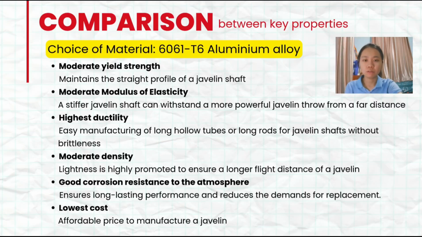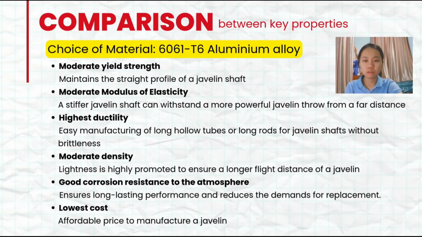As we know, modulus of elasticity also means stiffness. This allows a stiffer javelin shaft to be produced and therefore withstand a more powerful javelin throw from a far distance. This material also has the highest ductility compared to the other two candidate materials.